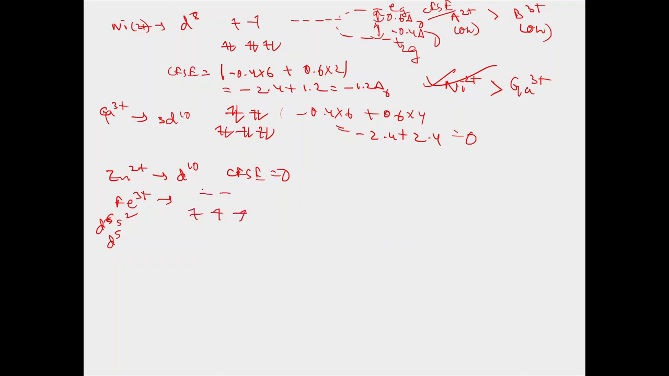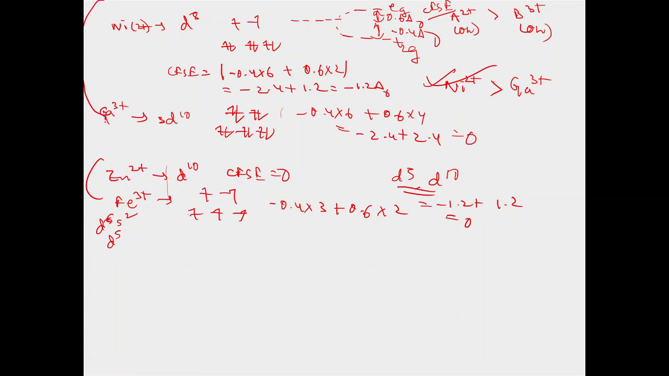1, 2, 3, 4, 5. So minus 0.4 into 3 plus 0.6 into 2. That is minus 1.2 plus 1.2, which is equal to 0. So I think we know by this time that the CFSE value for d5 and d10 configuration complexes is always 0, right? So in this case, what we saw is that for both the CFSE is same, right?